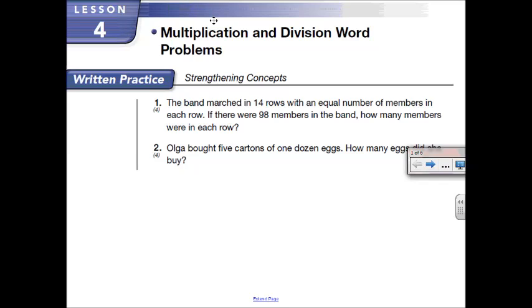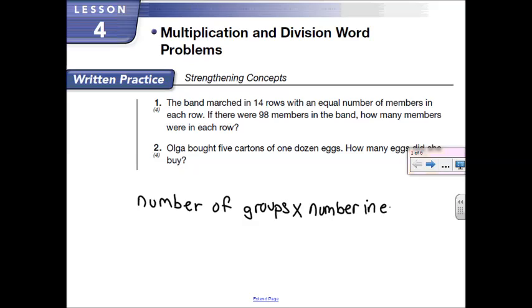This is the written practice for lesson 4, which is on multiplication and division word problems. So the thing to remember is that our plot for multiplication and division word problems is that you have the number of groups times the number in each group, and that equals the total.